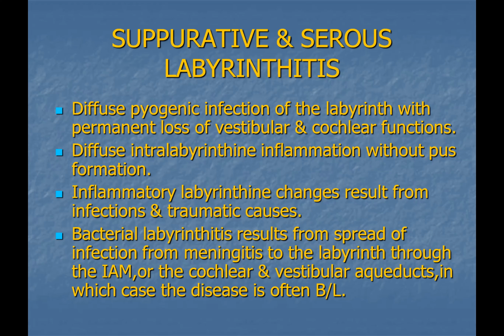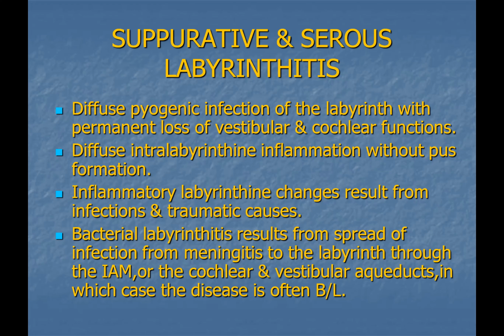In serous labyrinthitis, there is intralabyrinthine inflammation without pus formation and it is a reversible condition. Whereas in suppurative labyrinthitis, there is pyogenic infection of the labyrinth with permanent loss of vestibular and cochlear function, and there is pus formation. In diffuse serous labyrinthitis, the patient would have vertigo and nausea, and in severe cases, vertigo is worse with marked nausea and vomiting, and even spontaneous nystagmus can be there. Again, in this case, the fast component of nystagmus would be towards the diseased ear.